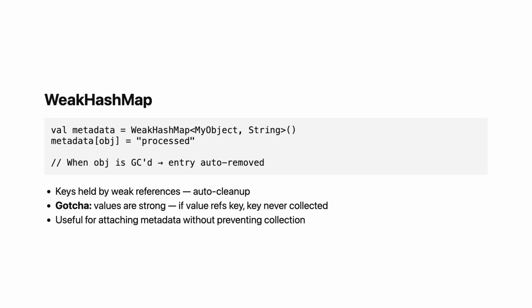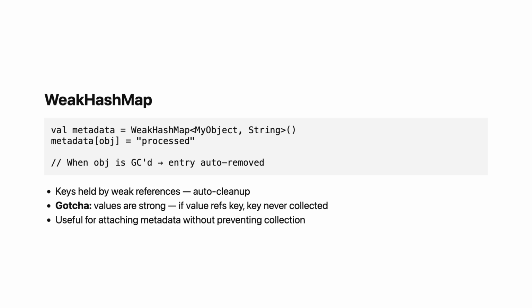WeakHashMap holds keys weakly but values strongly. If your value holds a strong reference back to the key, say, you store an object as a key and a wrapper containing that object as a value, the key can never be collected because the value keeps it alive through a strong reference chain. This circular pattern defeats the purpose of WeakHashMap. Always make sure your values do not reference your keys.